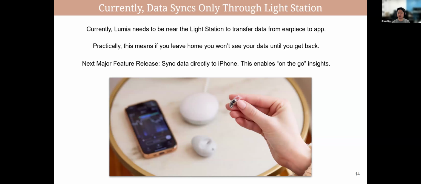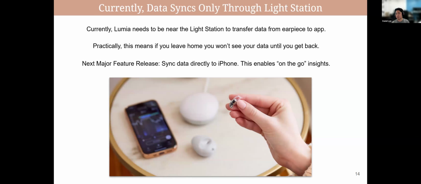One of the major ones that we hoped wouldn't be true, but is still true at the moment, is that currently Lumia data only syncs through the light station. It has to be near the light station, which is in the photo here. That's the white-gray orb, and it connects to Wi-Fi at home. That's how we sync data up to the cloud.